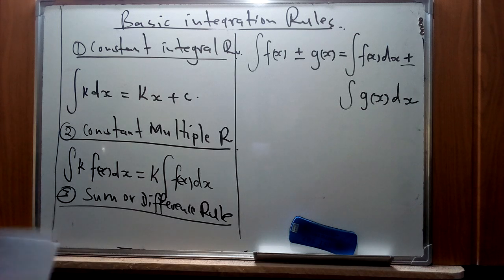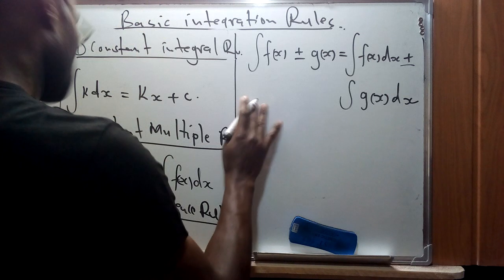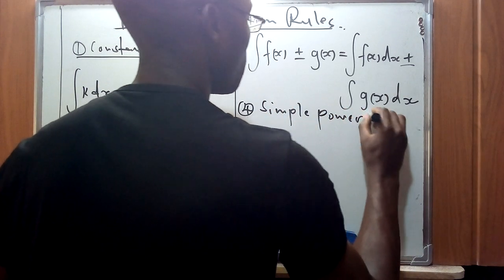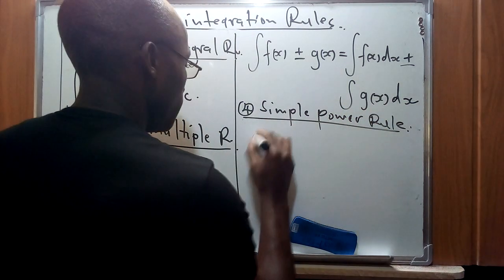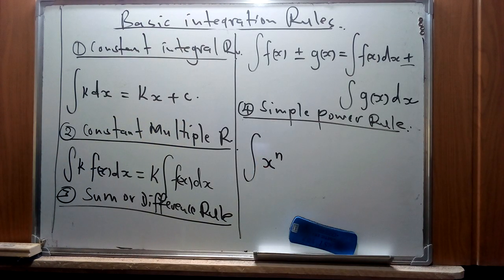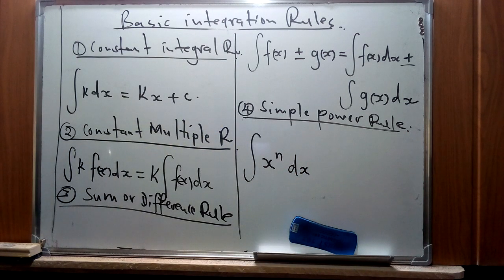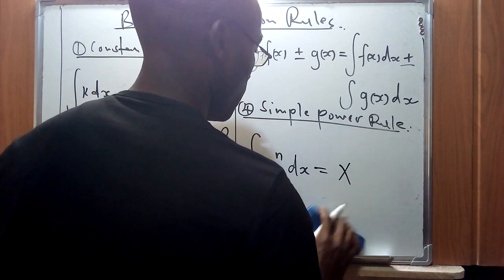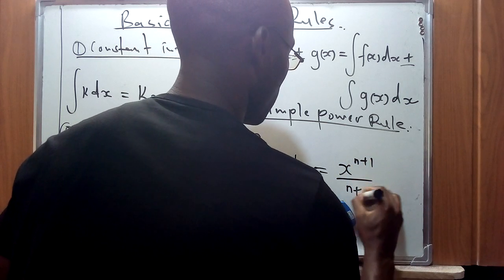And lastly, we have what we call the simple power rule. This is number 4. This one states that the integral of x, whenever we're talking about the concept of power, which implies the exponent, x to the n dx is given as x to the n plus 1 over n plus 1 plus c.